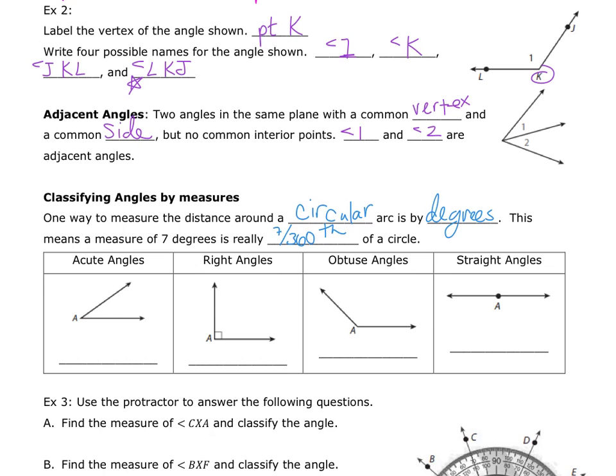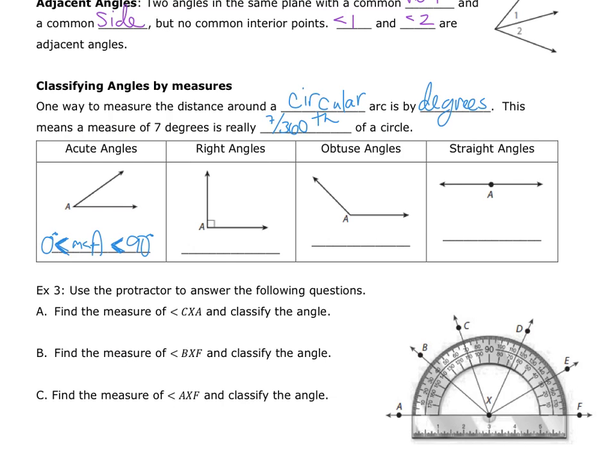So with acute angles, we know that our angle is going to be less than 90 degrees, but realize it also has to be positive, so we have to put a minimum on it, and we have to put a maximum, and it needs to be less than 90, and it cannot be equal to 0 or it won't have an angle. So the measure of angle A will be less than 90 degrees, but it will also be greater than 0 degrees.